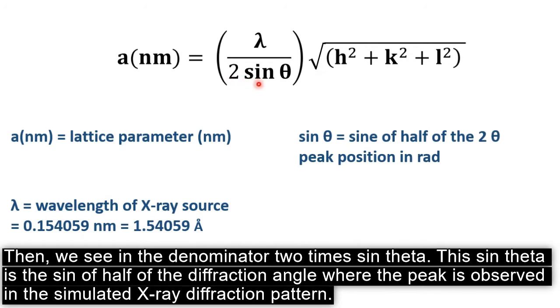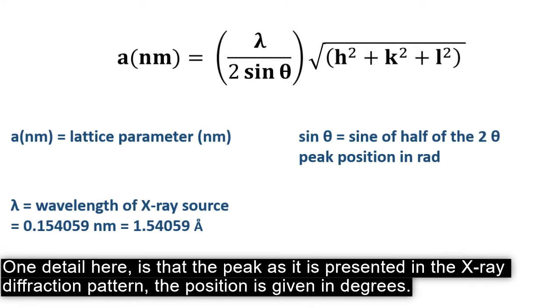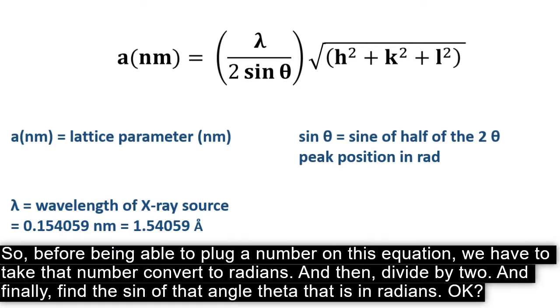Then we see in the denominator 2 times sine theta. This sine theta is the sine of half of the diffraction angle where the peak is observed in the simulated X-ray diffraction pattern. One detail here is that the peak position, as it's presented in the X-ray diffraction pattern, is given in degrees. So before being able to plug a number into this equation, we have to take that number, convert to radians, and then divide by 2, and finally find the sine of that angle theta in radians.